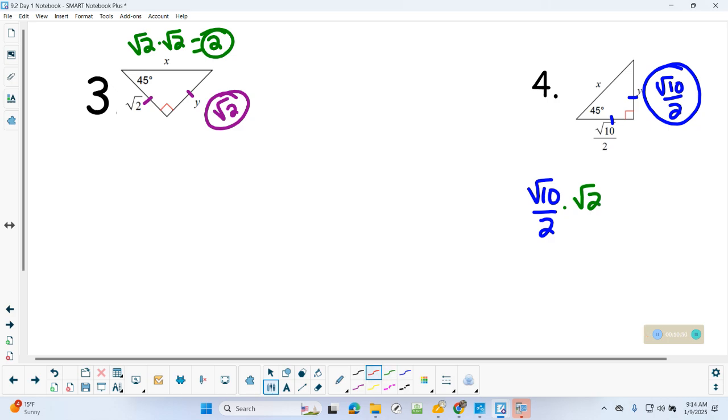Okay, well, let's simplify it. We can do it. So I'm going to multiply your square roots together. What's 10 times 2? 20. And then, of course, in my denominator, you just have the 2. Now, this is like the never-ending problem. Can we simplify the square root of 20?